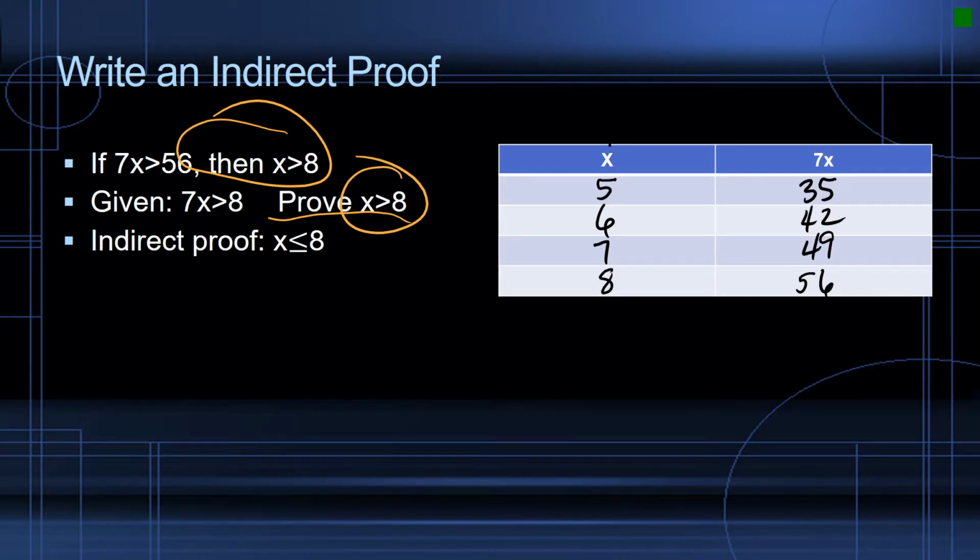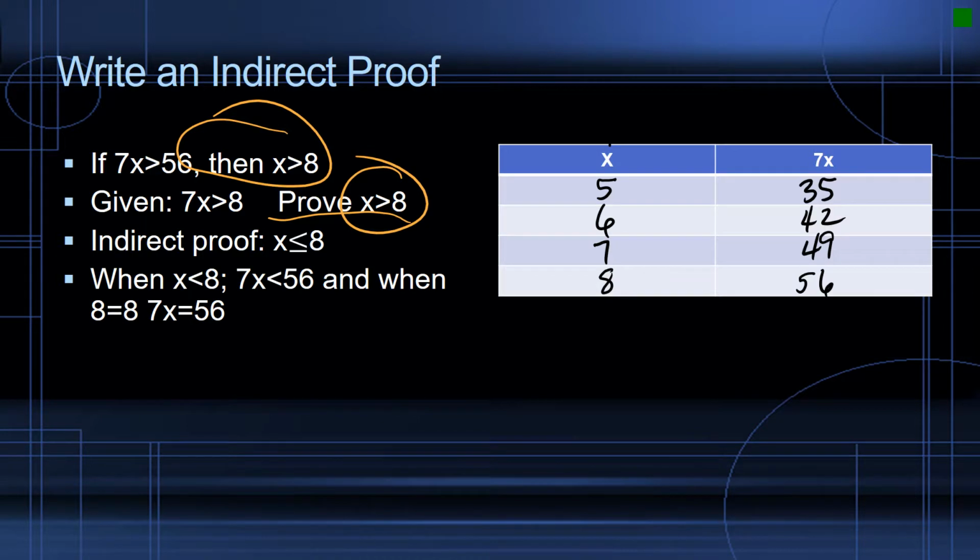x must be greater than 8 because we have proven that when x is less than or equal to 8, then 7x is not greater than 56. So let's see what we got. When x is less than 8, 7x is less than 56, and when x is equal to 8, 7x is equal to 56, but that's different than what our condition is, which is 7x is greater than 56.